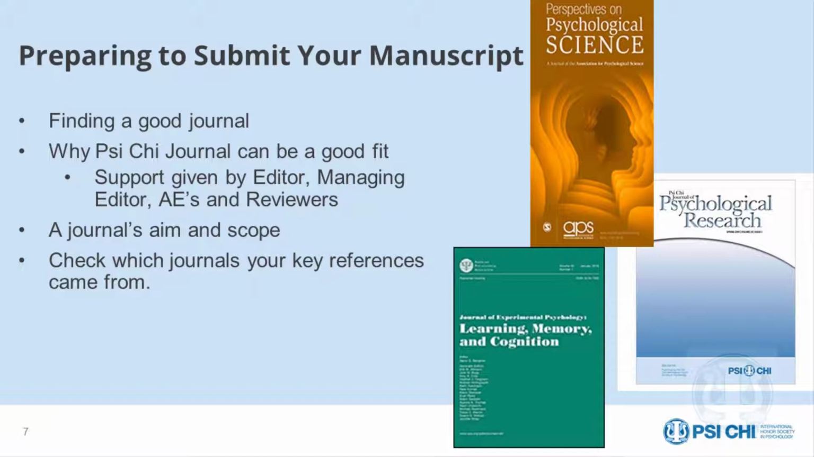Our journal, unlike most journals, accepts any type of paper, so it can be qualitative or quantitative. It can be with children or adults. It can be any kind of field: experimental, applied, social, cognitive, clinical. Those are our big areas. So you can submit, but you want to make sure that you find a journal that's a good fit for you.